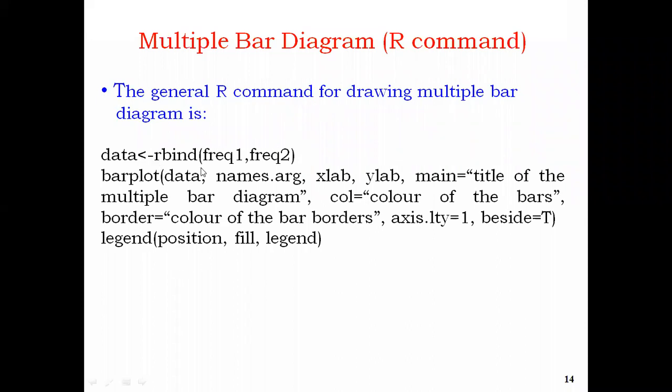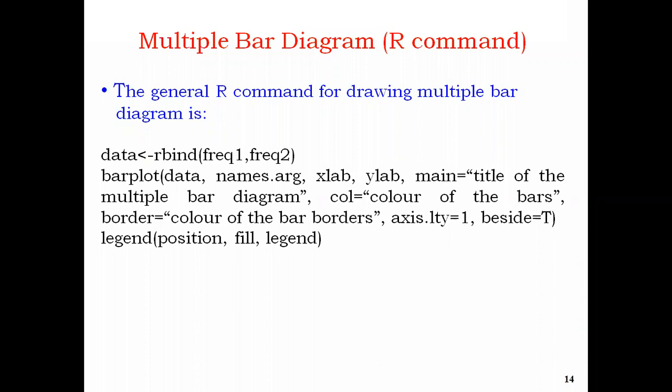Here you see data, then less than dash, rbind. What is the meaning of this? This combines the rows all together. So this is called rbind. Okay, so here within the bracket, frequency 1 and frequency 2.